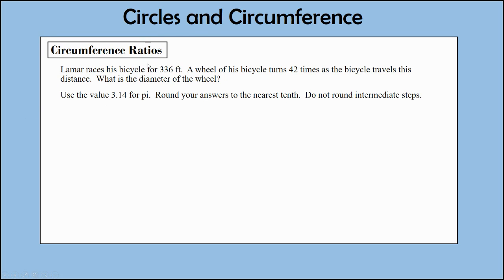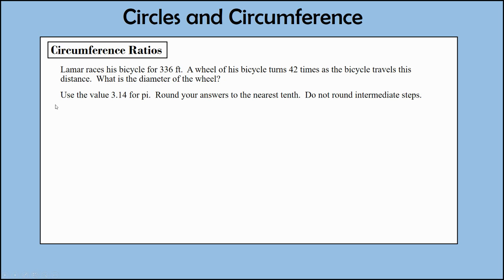All right, so that's a little bit of those questions. And then finally, we're going to apply the concept of circumference and look at how we can use that to find some solutions. So let's take a look at this one. All right, Lamar races his bicycle for 336 feet. The wheel of his bicycle turns 42 times as the bicycle travels this distance. What is the diameter of the wheel? All right, now it's saying use 3.14 for pi. So when we go to approximate, we're going to use 3.14 for pi. We're going to round our final answer to the nearest tenth, and we're not going to round until we get to the final answer. That's what it means by do not round in intermediate steps.